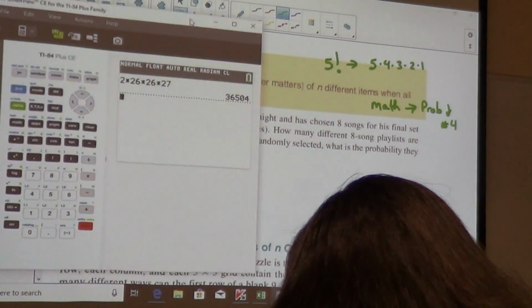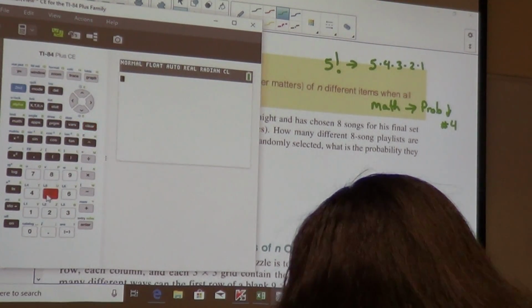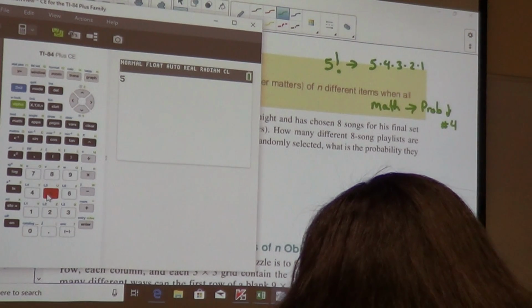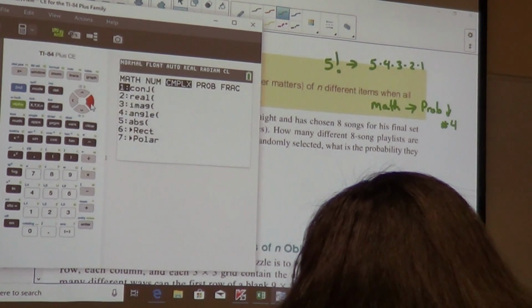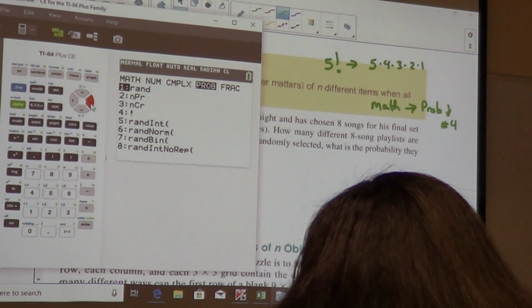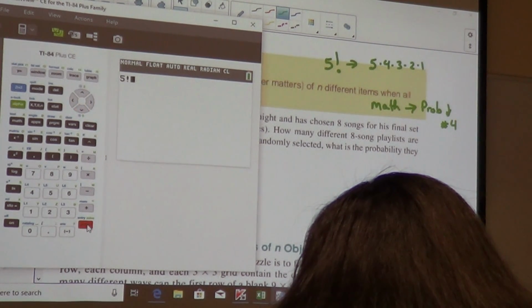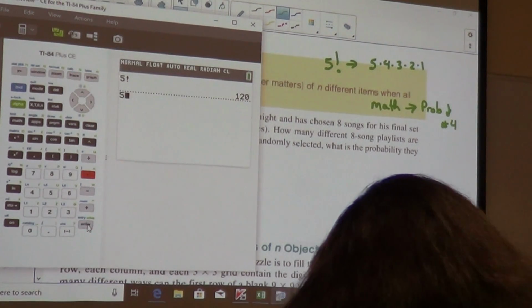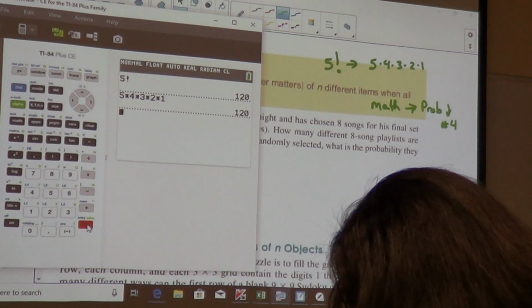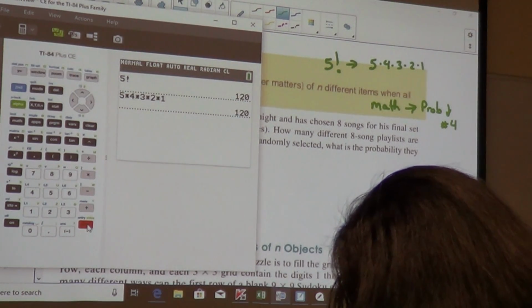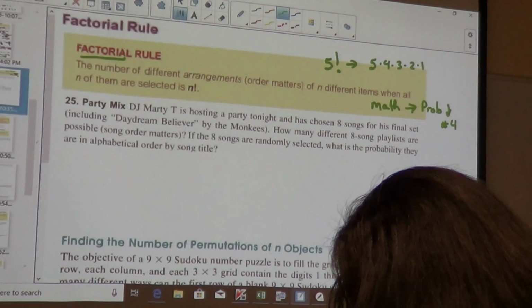So if I want to do 5 factorial, I would type in the 5 first. Then I would do math, over to probability, because we are doing Ann's favorite, probability. And I would go down to number 4. And I just did 5 factorial. And just to show you, that is the same as 5 times 4 times 3 times 2 times 1. Cool? Alright.